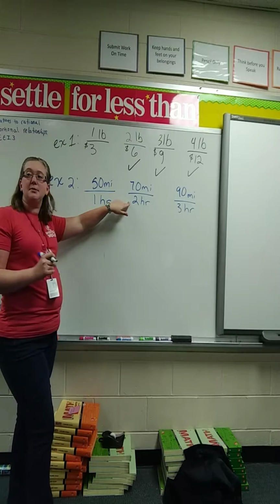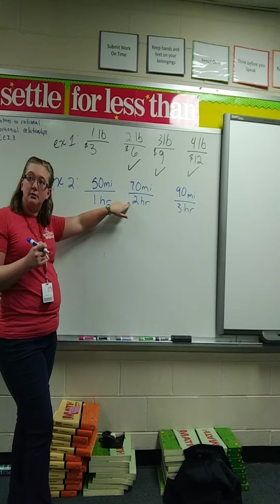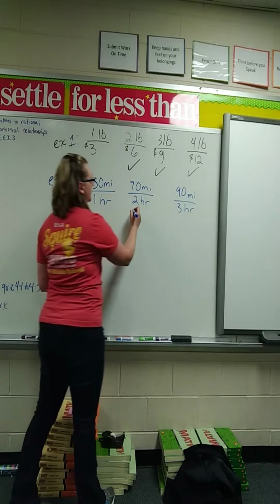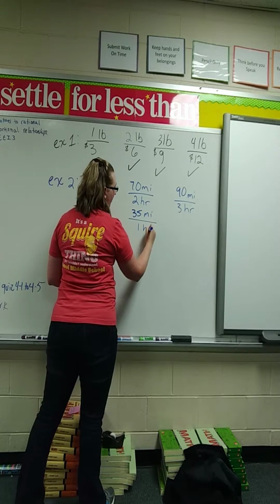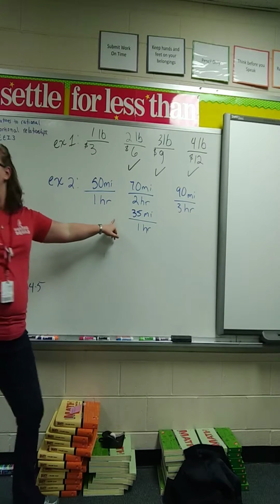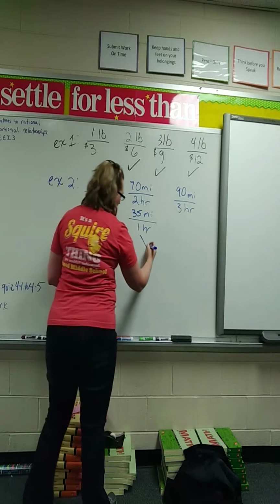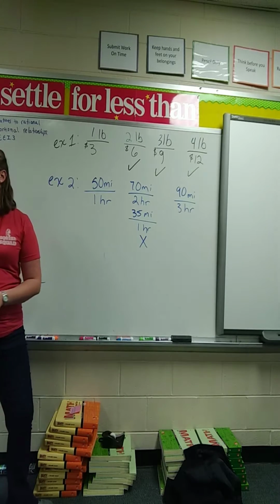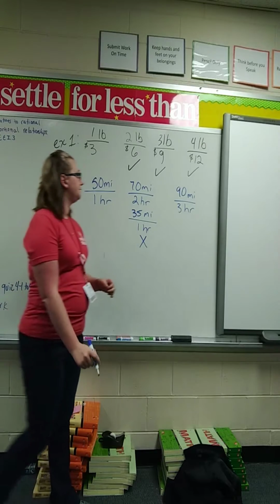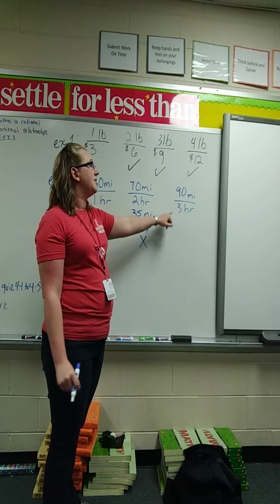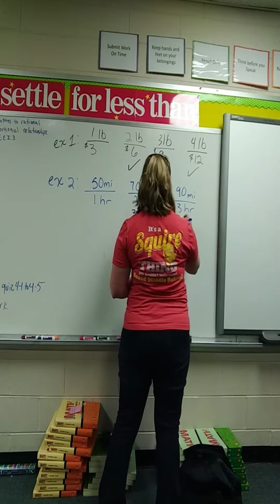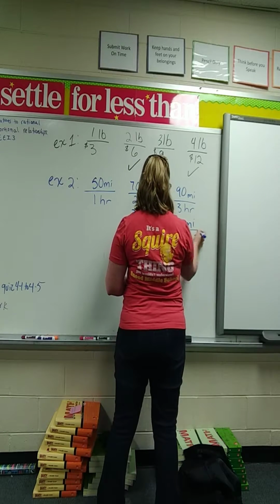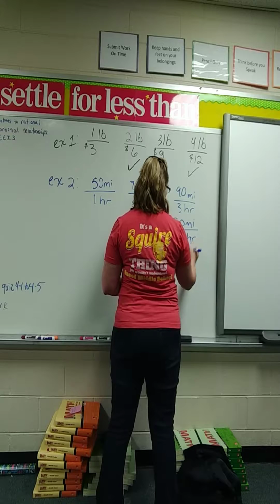70 divided by 2 is what? 35. This is 35 miles per 1 hour. No, it's 50 miles an hour. Okay. 90 miles divided by 3 hours is 30 per 1 hour. That doesn't make sense.